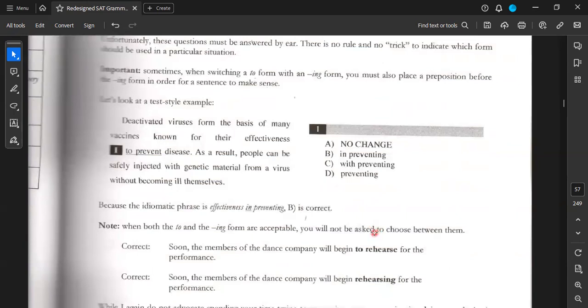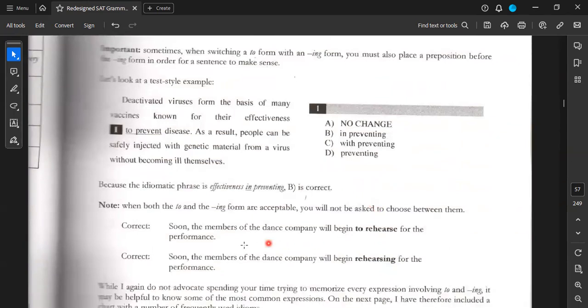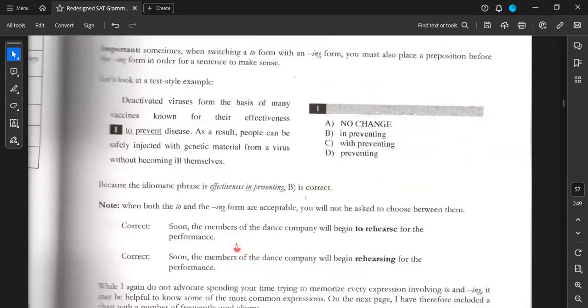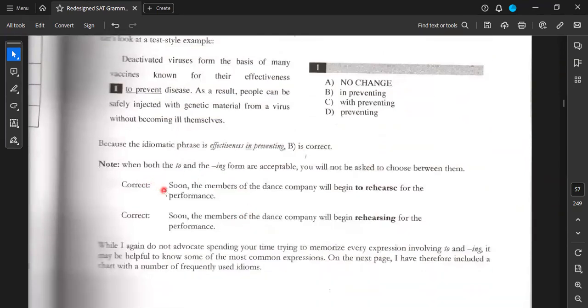Okay, so usually what they're trying to say is it's the "to" or the "-ing" form. One of them is correct, but there are certain cases where both of them are acceptable, but then the SAT won't test you on that.